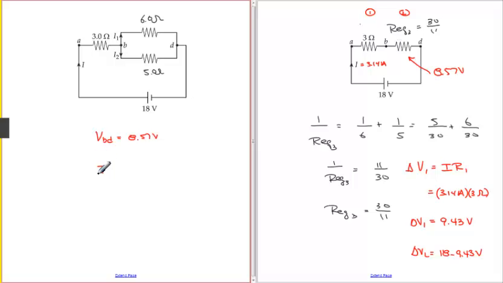We know that I2 is going to be equal to, and again, current is voltage divided by resistance. The voltage is the same in either leg, so we're just going to look at this lower leg. The voltage is 8.57 volts. The equivalent resistance is 5 ohms. So we get 8.57 divided by 5 ohms. It's 1.71 amps.